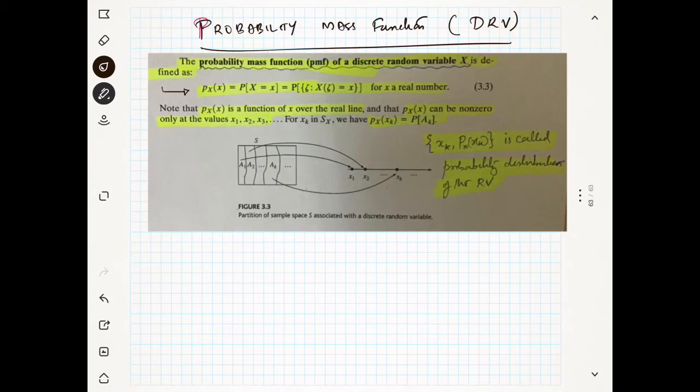Okay, for a real number. So don't worry by seeing all these definitions. It is nothing but just the probability of each element in the sample space. So let us consider an example.